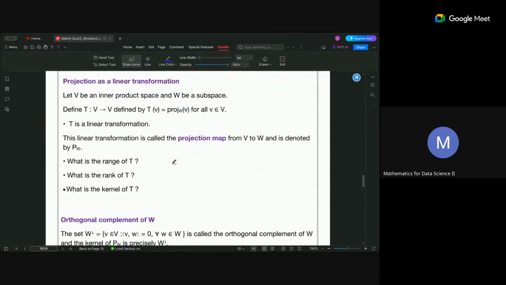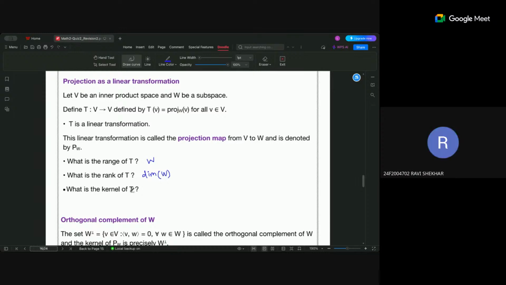Okay. So these properties, whatever we are going to discuss here, are really important. So here, projection as a linear transformation. See, this projection map defines a linear transformation. So for a linear transformation, we know that there is a range, there is a null space. So correspondingly, the dimensions are there. So for this particular projection map, what is the range of T? What is the range of any projection map? W. What is the rank of the projection? The dimension of W.